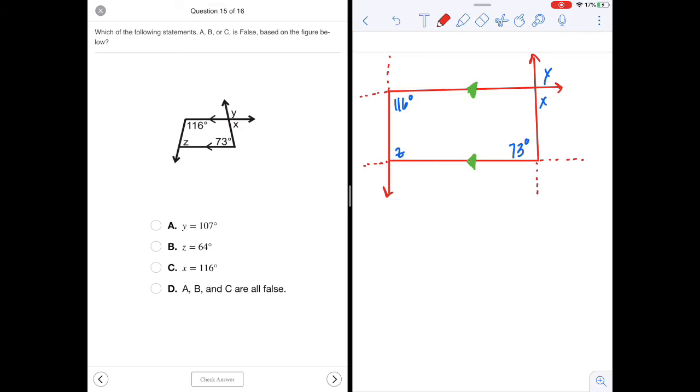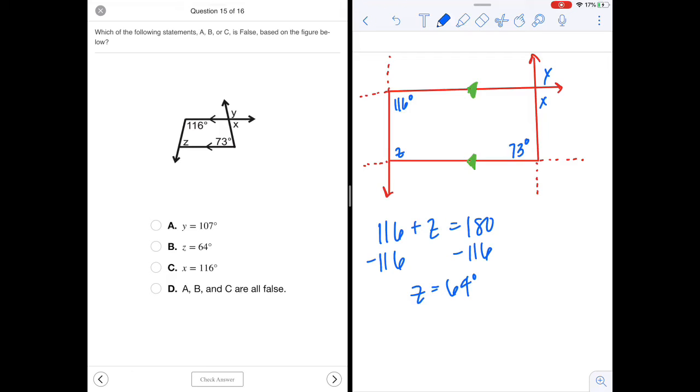So I'm going to look at Z first. Because that 116 degrees and Z are in between two parallel lines and on the same transversal, those are going to be consecutive interior angles, which means their sum should be 180. So I'm going to take 116 plus Z is equal to 180. Subtract 116 from both sides, and we should get Z is equal to 64 degrees.